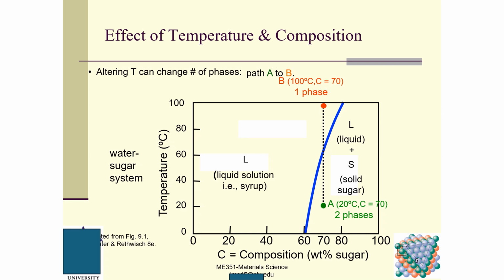Below this, at 100 degrees, we can have a third phase. The third phase is a vapor, right? The evaporation will occur.